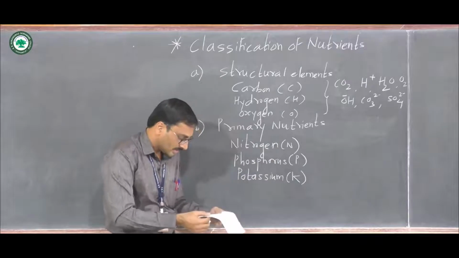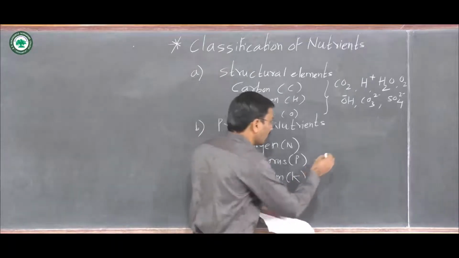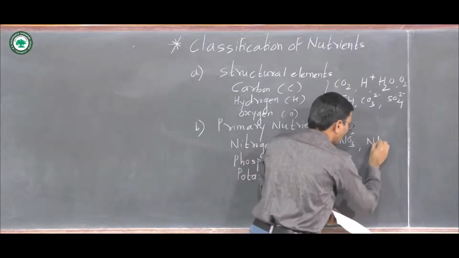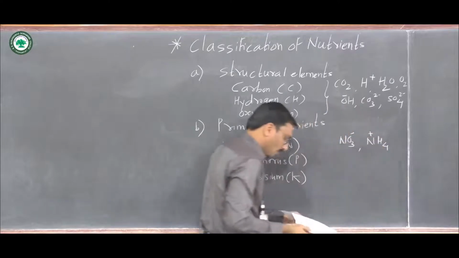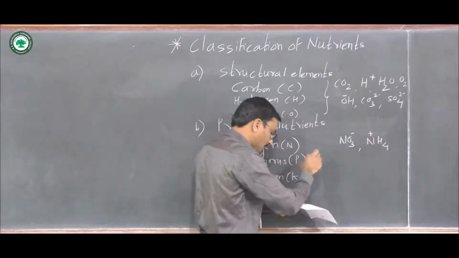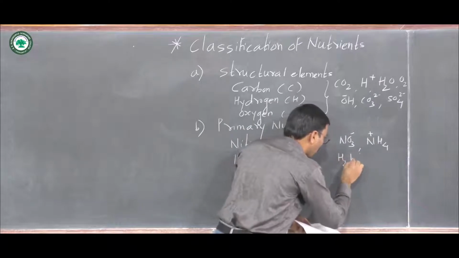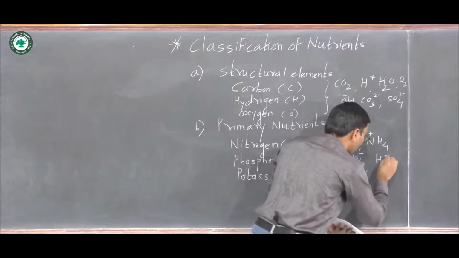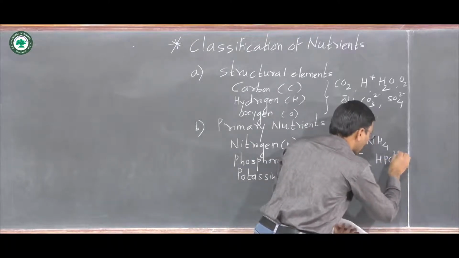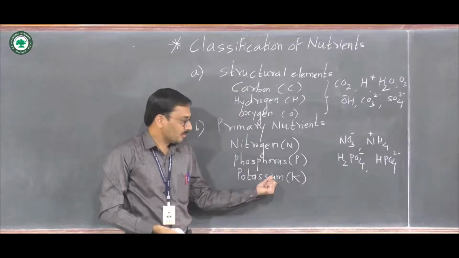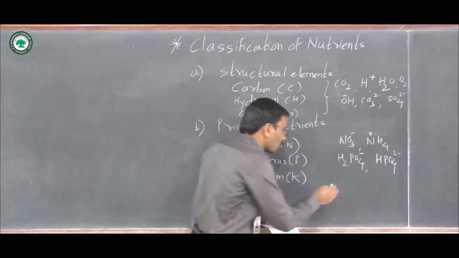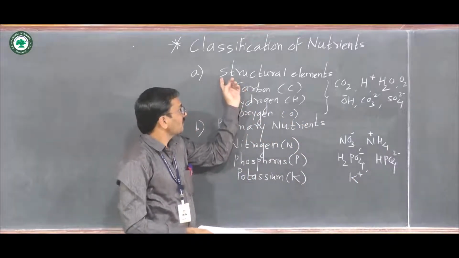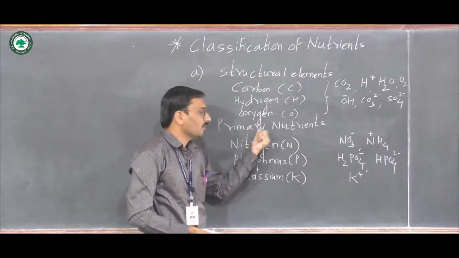This nitrogen is generally absorbed by the plant in the form of nitrate or ammonium ion, that is NH4+. Phosphorus can be absorbed by the plant in the form of phosphate, H2PO4- or HPO4 2-. Potassium is absorbed by the plant in the form of K+. So this is about primary nutrients.